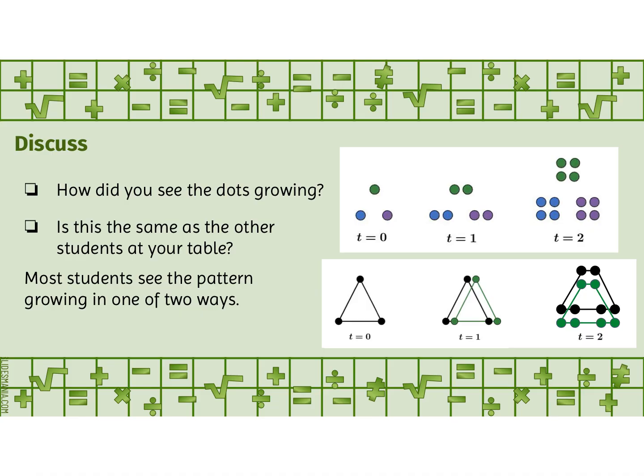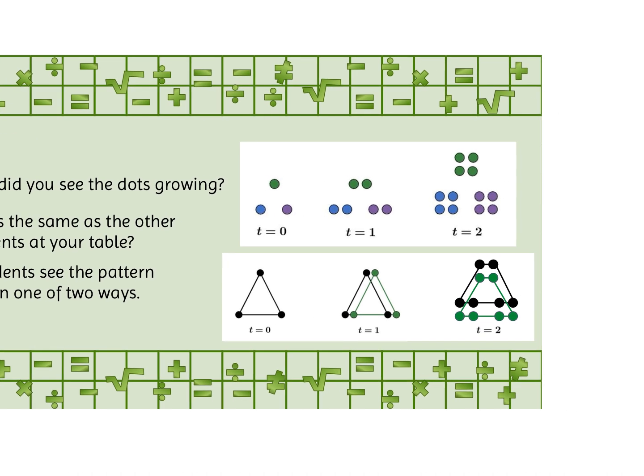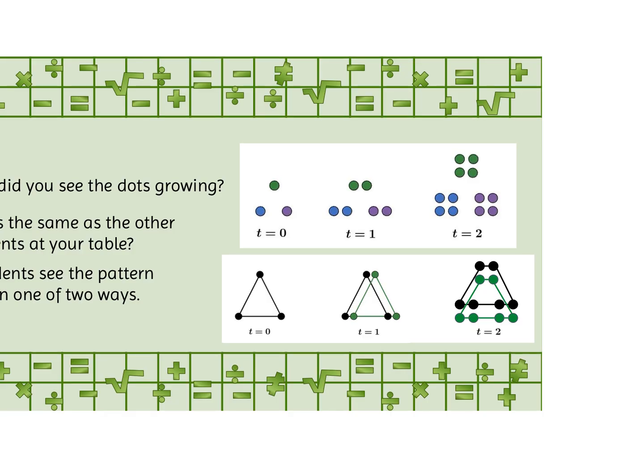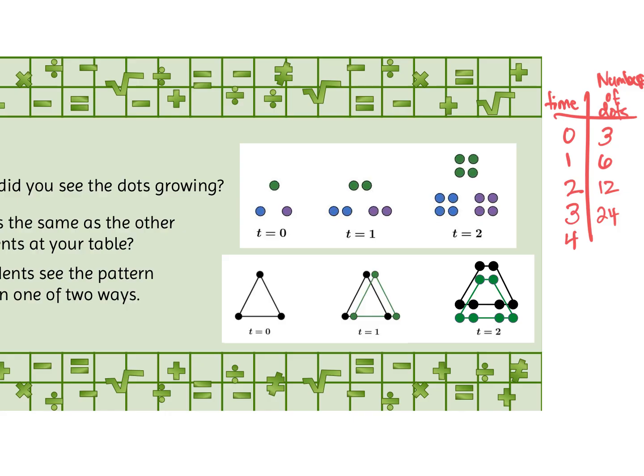And so what I like to do, we all know I like to go ahead and make tables out of things. Let's make a table with this. So I'm going to make a table. We have time, and I'm going to say number of dots. So at time 0, we have 3 dots. At time 1, we have 6 dots. Time 2, we have 12. Time 3, we have 24. Time 4, we have 48.